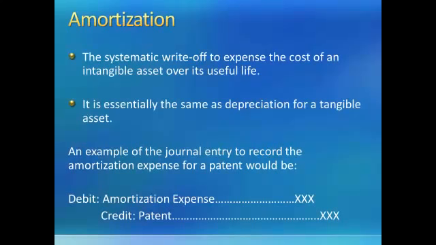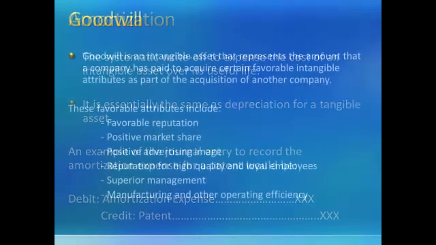The journal entry is to debit amortization expense and credit the intangible asset account. So, for example, if we were amortizing a patent, we would debit amortization expense and credit patent.